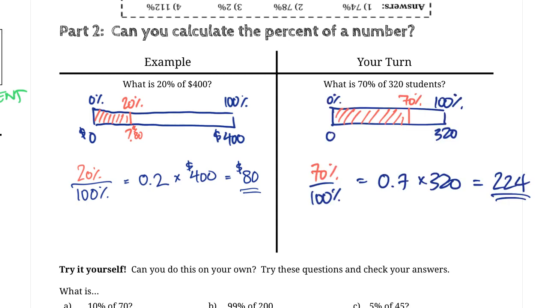So there we go. The solution that you should have got was 224 students. So if we want to know what 70% of the students were, it would be 224. And if we look at this, we know 100% of the students is 320. 70% of them means most of them. So it makes sense that this is 224 of the 320 students.